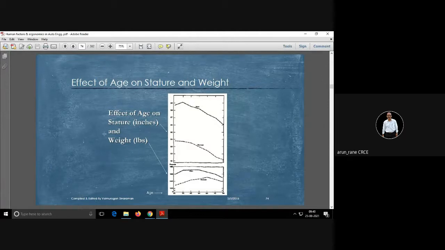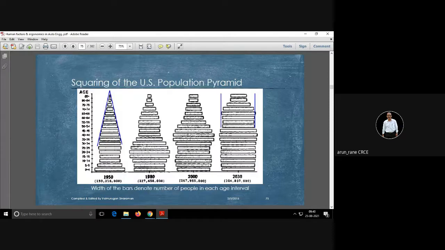People have also studied the effect of age. You can skip this pyramid.